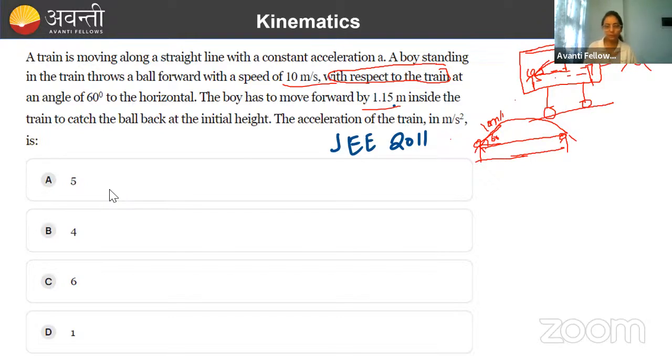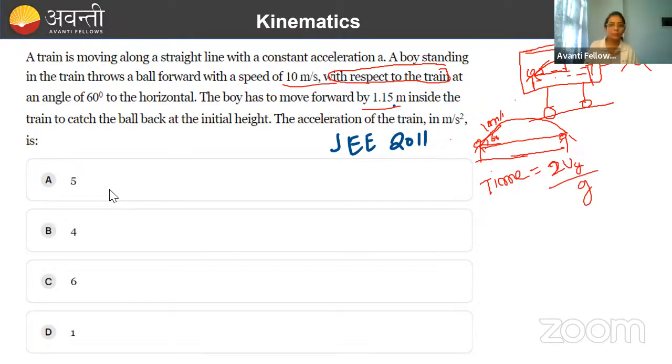Whatever that is, like u square sin square theta by 2g, right? And here also we can use the maximum time of flight formula, because I have written the time of flight formula. What was that? 2uy by g. Why was I writing y?